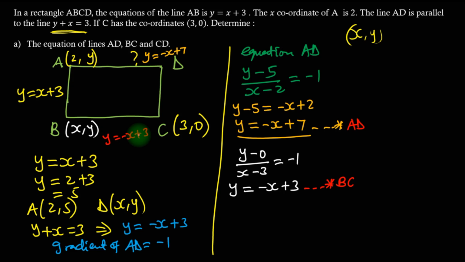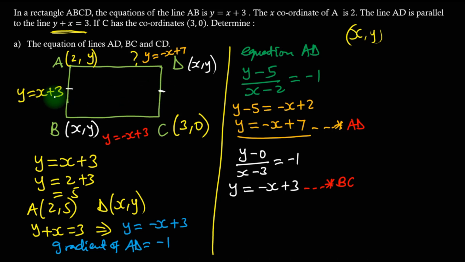We move on and we look at the equation for CD. Also, we need to say let D be (x, y), since we don't know the actual values of x and y. And actually this is also parallel to AB since it is a rectangle. Consider the properties of a rectangle: AB and CD are parallel to each other.